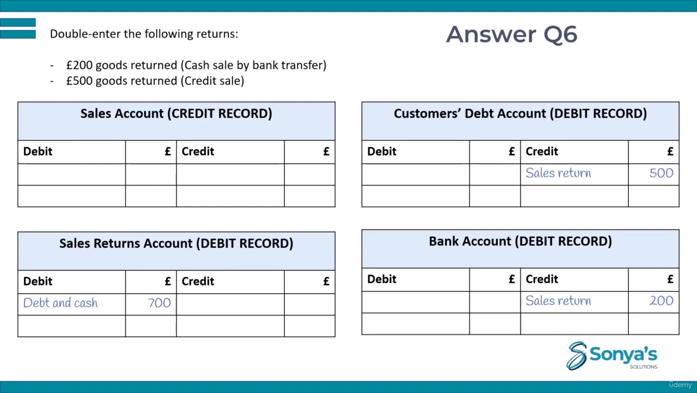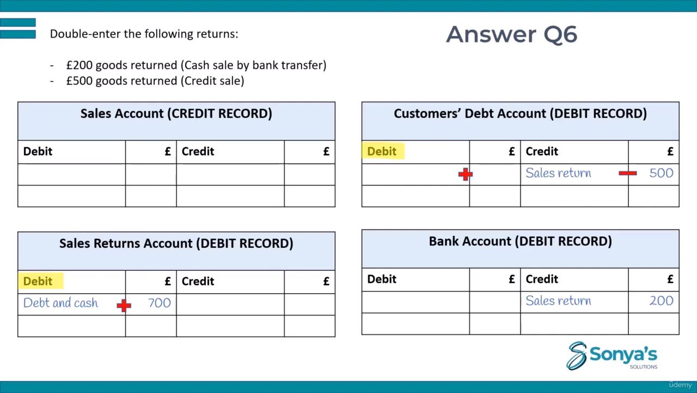The sales returns account is a debit record. The opening balance is on the debit side. We need to add the additional returns to it with a debit entry. Credit customers were invoiced £500 for the goods they returned, so the invoice is in the customer's debt account. The account is an asset account, a debit record with an opening balance on the debit side. We need to reduce the debt owed, so we make a credit entry.